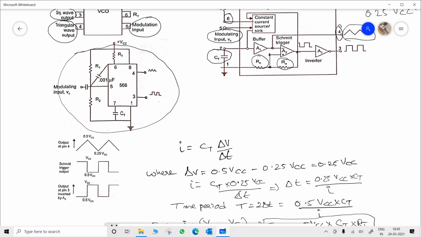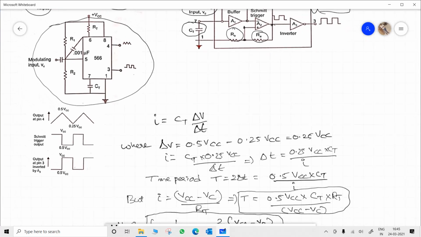Now coming to the derivations, basically we are going to write an equation for the charging or the discharging of the capacitor. You know that for a capacitor, I is equal to C dV by dt. So we write it as I is equal to Ct delta V by delta T, where delta V is the change in the voltage of the capacitor. The capacitor is charging between 0.25 VCC and 0.5 VCC, so delta V is equal to 0.5 minus 0.25, that is 0.25 VCC.